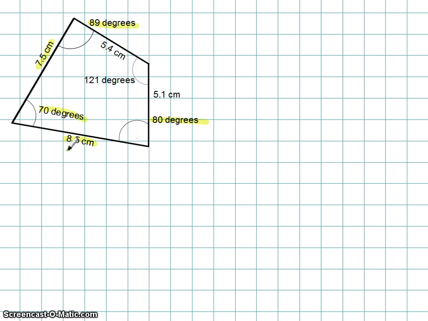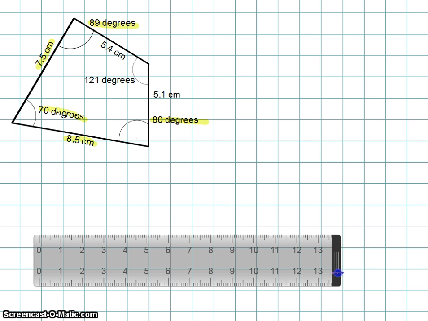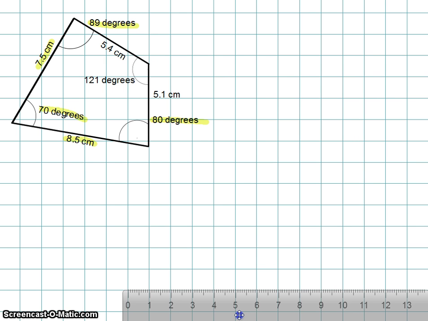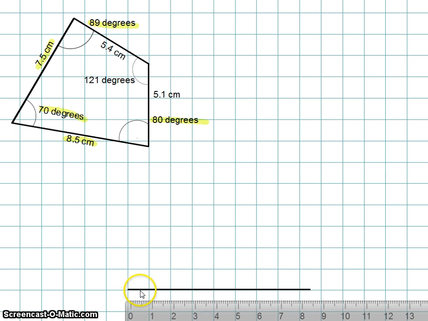So let's get started. The first couple of steps are going to be the exact same as the process we took with the previous way. So the first thing I'm going to do is get a ruler and draw this side here again. Okay, so that side is 8.5 centimeters, so I'm going to draw a line which is going to be 8.5 centimeters long. Okay, so now we have a side that corresponds with this side here.